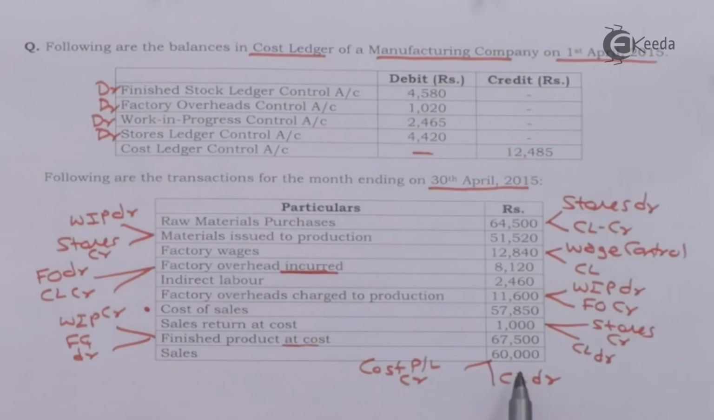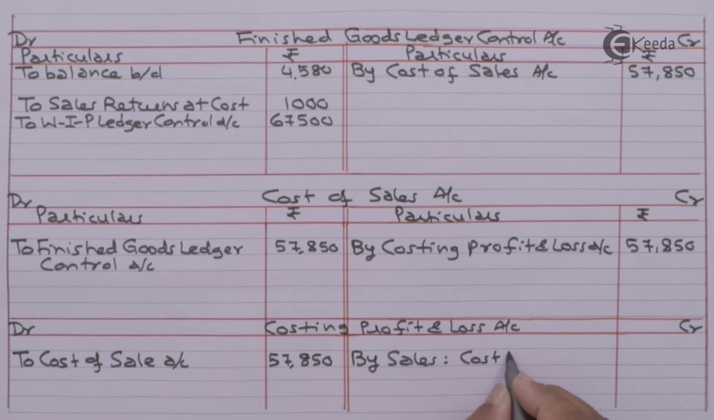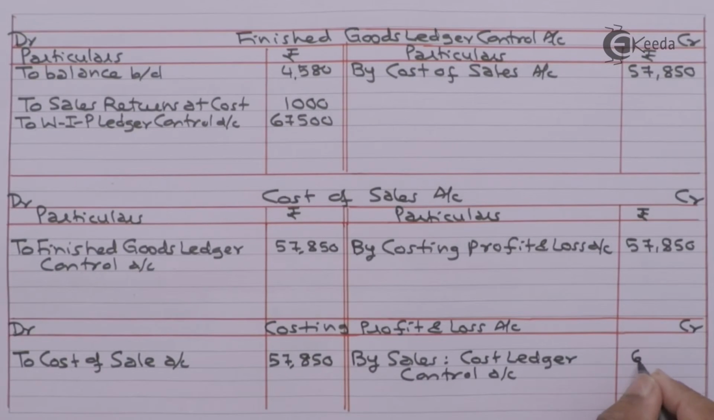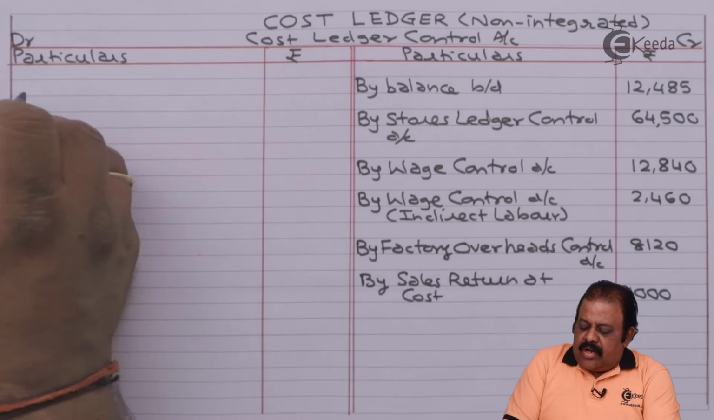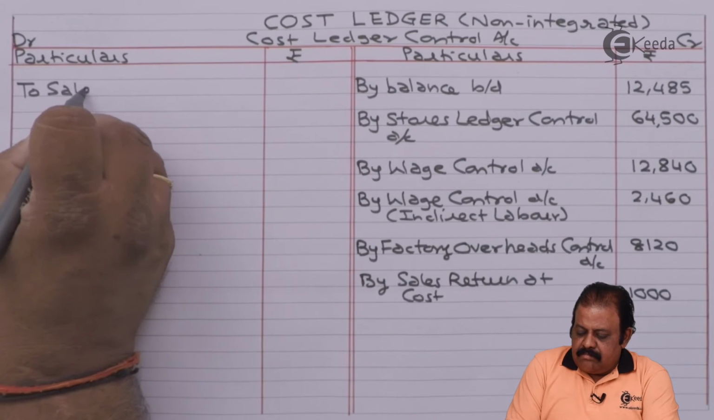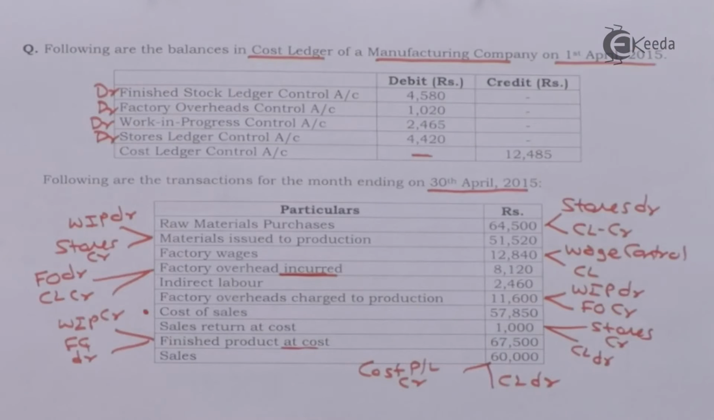67,500. Sales, 60,000. This will be credited to costing profit and loss account. It will be transferred to cost ledger control account, rupees 60,000. Cost ledger control account on debit side, to sales, 60,000. We have recorded most of the information given in the question.